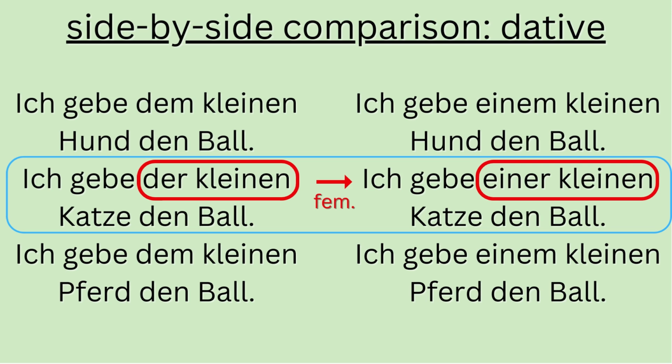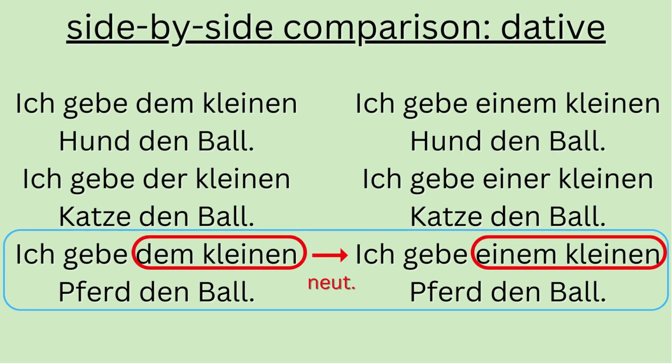So der, einer, again, that's a logical connection right there. We have the R ending here for the dative feminine. And then for the neutral, we have ich gebe dem kleinen Pferd den Ball. Ich gebe einem kleinen Pferd den Ball.